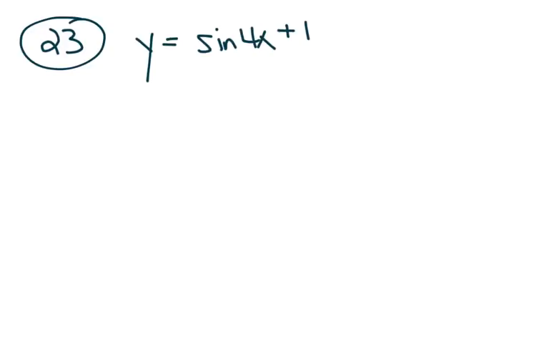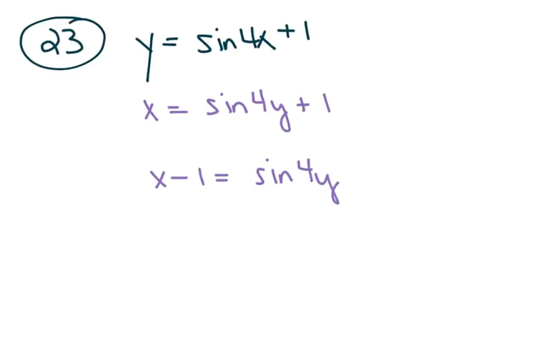Problem 23 wants me to write an equation of an inverse function for y equals sine 4x plus 1. Remember, the way that inverses work is you basically flip-flop x and y, and then you solve that new equation for y. So I want you to think about the problem algebraically. In Algebra 1, we would first subtract 1. I can't divide by 4 yet, and the reason I can't divide by 4 is because I'm taking the sine of 4y.